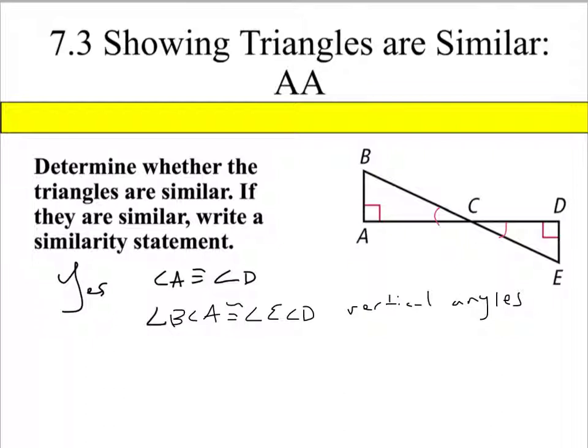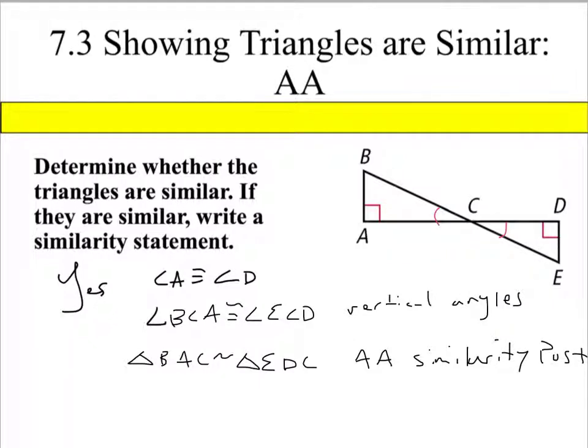So, can we say that these two triangles are similar? You betcha. I know that triangle BAC is going to be congruent to, not congruent. They are not congruent. They are going to be similar to triangle EDC. How do we know that? Angle angle similarity postulate.